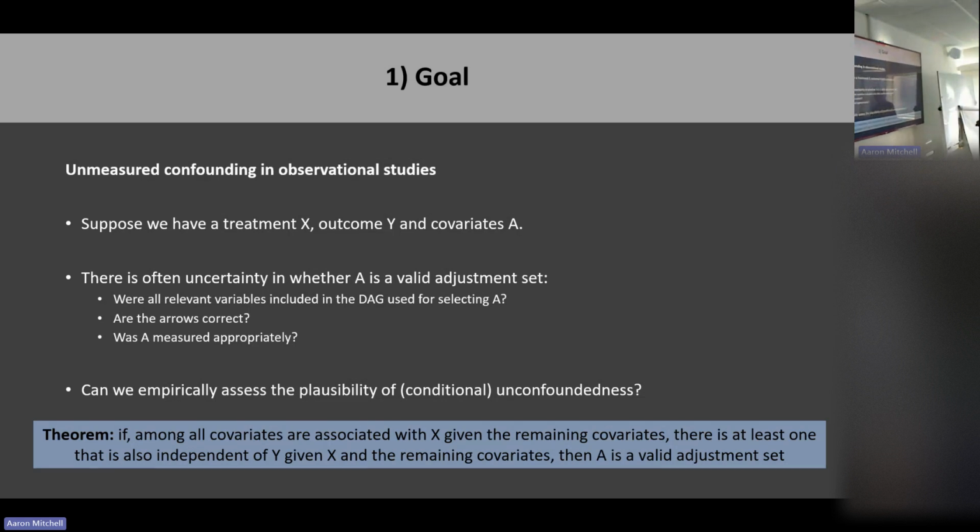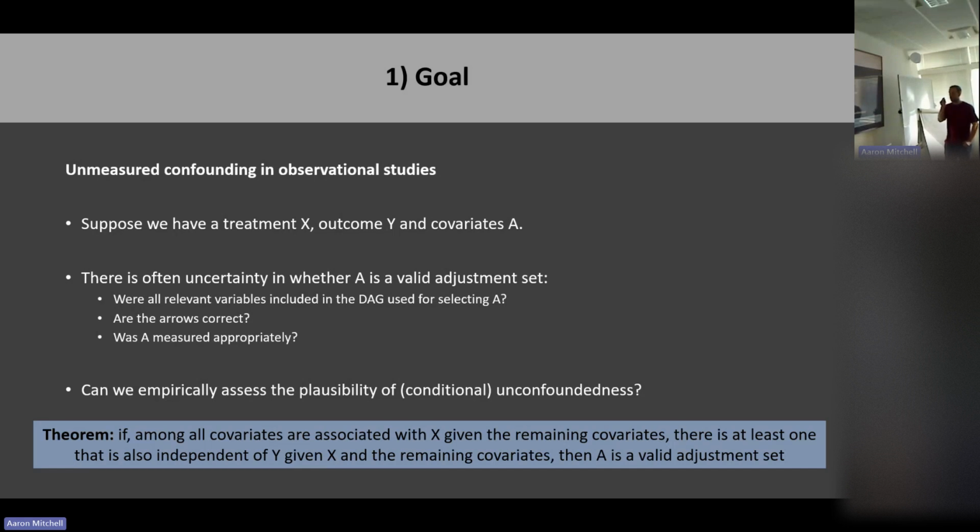To do that, we're going to use a theorem that we developed. I'm just going to read out the theorem first. What the theorem says is that among all covariates that we have, we look at those that are associated with the treatment conditional on all other covariates. And if among those we find one that is also independent of the outcome, given the treatment and all other covariates, then A is a valid adjustment set. I know saying it that fast is abstract, hard to understand, and even harder to believe in. So during the rest of the presentation, I'm going to explain exactly what this theorem is saying, then present the assumptions we need for it to be true, and then illustrate how it can be applied using an empirical example.